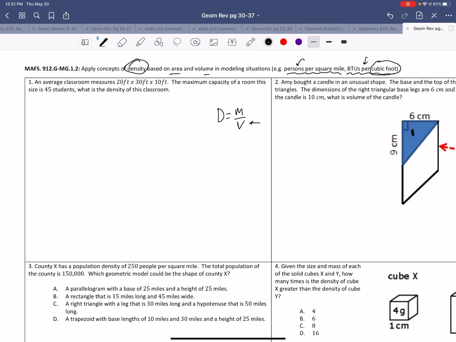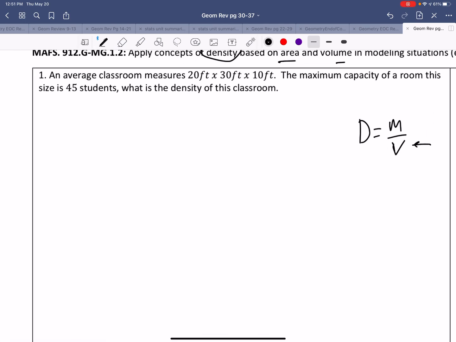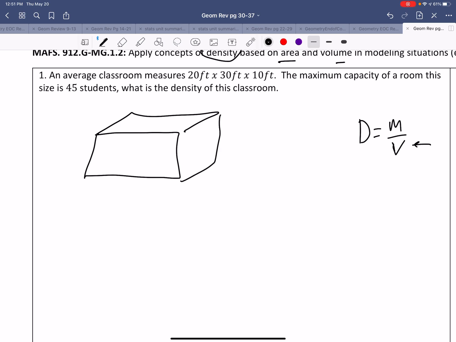So I actually use, instead of a formula, the labels to help me. So the average classroom measures, right, it's a cube, 20 by 30 by 10. Okay, that makes sense. So what would be the volume? Base times width times height, right? 30 times 40 times 10. So that'd be 6,000 feet cubed.